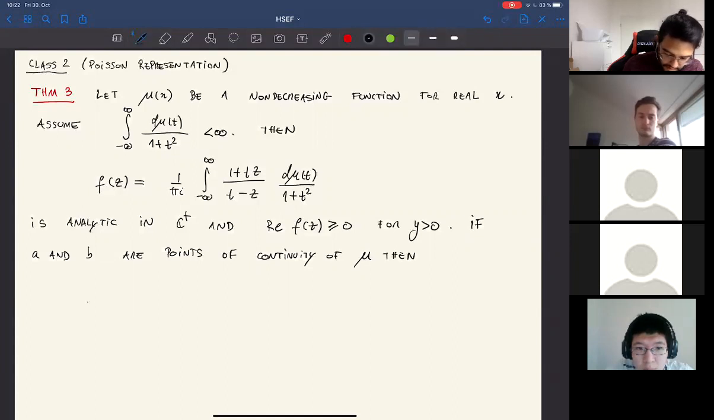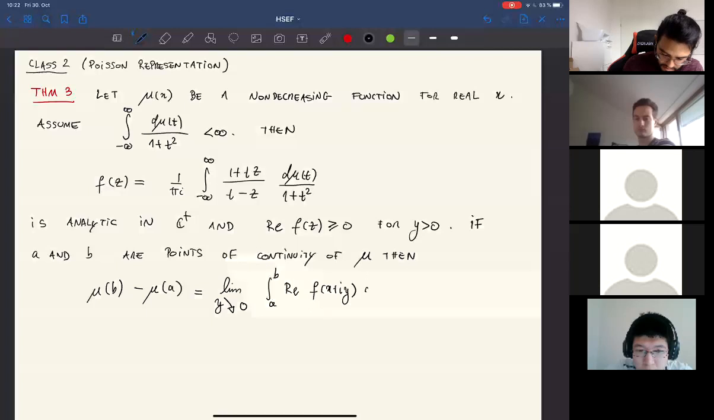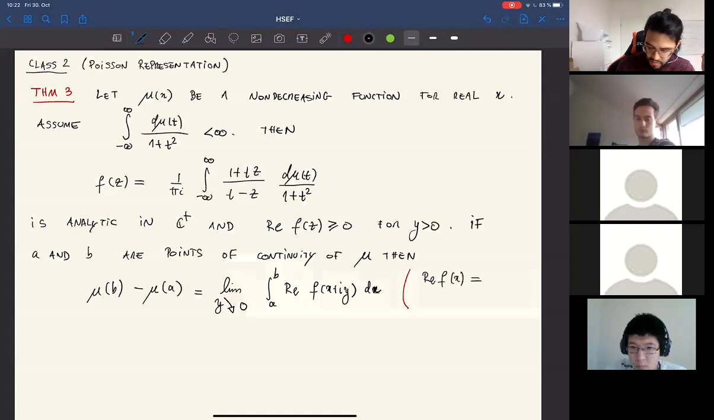mu of b minus mu of a equals the limit, when y decreases to 0, of the integral from a to b of the real part of f of x plus iy dx. Okay, so in a certain sense, what we're saying here is that the real part of f, let's say, dx is equal to the measure d mu of x. That's basically what we're saying here.